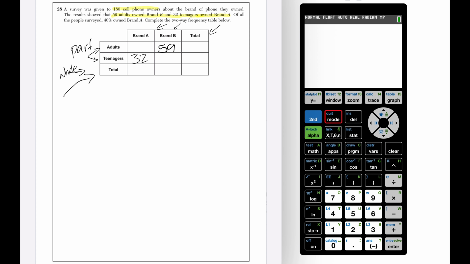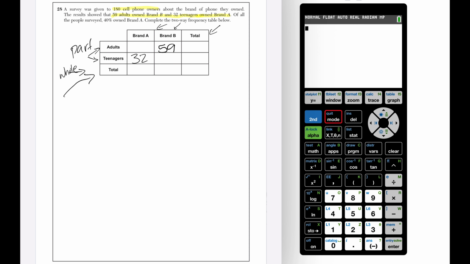So we're gonna put this, of all people surveyed, 40% owned brand A. So that would have to be both teenagers and adults. Okay, so where do I put that? So I want teenagers and adults. So here's brand A. So if I add both of these up together to get a total, I know that this is going to be 40% of whatever the other number is. So that's going to be important. So we're going to figure that out.